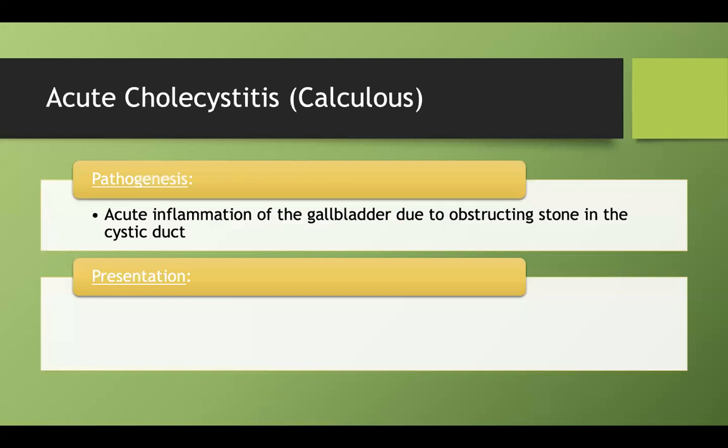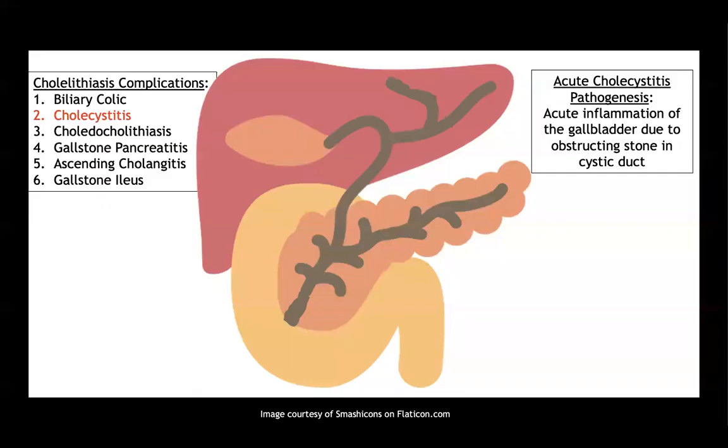The reason you're getting inflammation of the gallbladder is because you have a stone that's stuck within your cystic duct. So here we have our picture of bile flowing down and everybody's happy. But in acute calculous cholecystitis, you're going to have a gallstone stuck there. And because there's nothing that can escape, you can easily have inflammation over time.